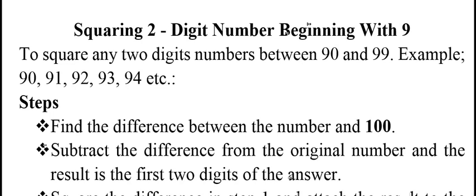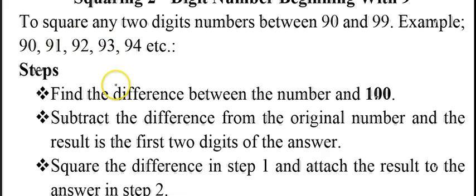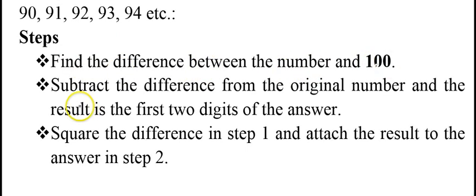This time I want to look at a number that begins with 9. Example, 90, 91, 92, 93, and so on and so forth. Now the steps involved are very simple. Find the difference between the number and 100, like we did for that of the 4. Subtract the difference from the original number, this time not a strange number like 25, and the result is the first 2 digits of the answer. Square the difference in step 1 and attach the result to the answer in step 2. So we'll take an example quickly and see how it works.